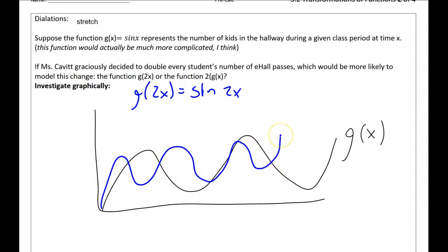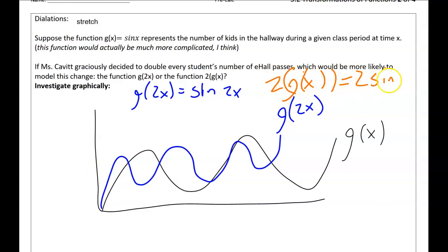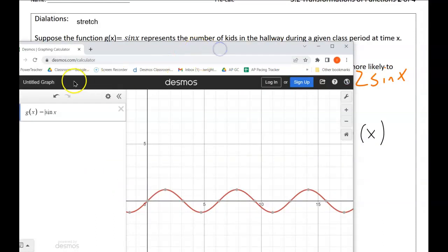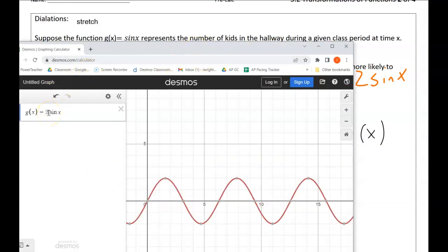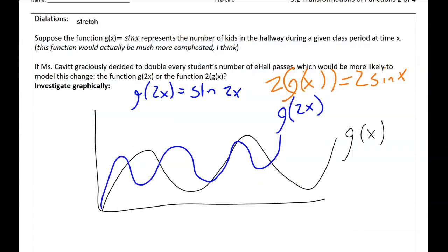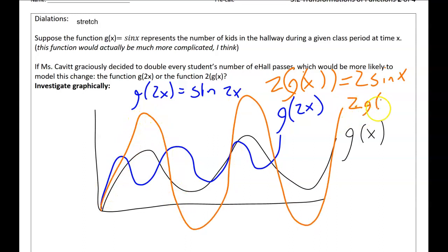And I'm, again, just sketching a random graph. We don't really need it to be precise for our purposes here. We're just exploring this idea, okay? So narrower waves. 2g of x, well, that would be 2 sine of x. And then, again, here is my original sine of x function, and when I put that 2 in front, notice my waves get twice as big, right? So here's 2 sine of x. So again, we're going to draw a rough sketch here. 2 sine of x should be the same number of waves, but they're taller. So this is 2g of x.